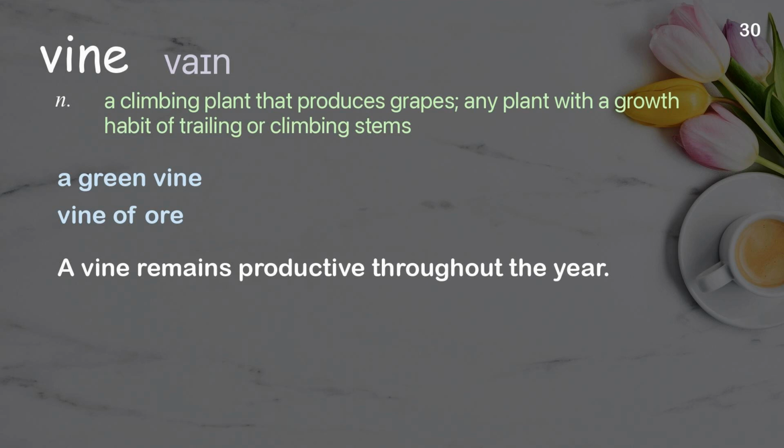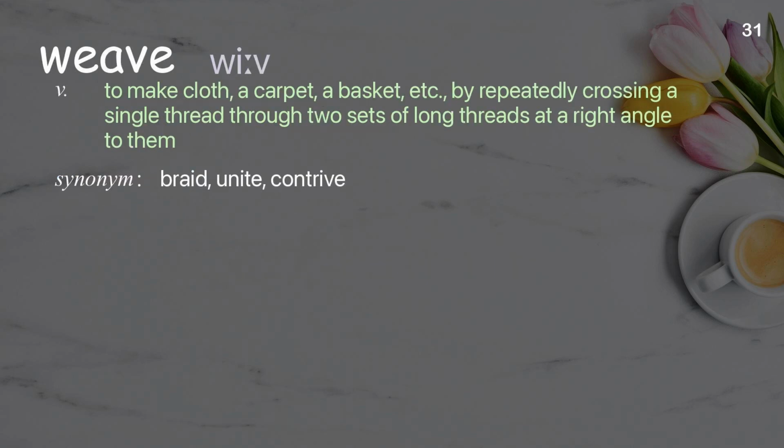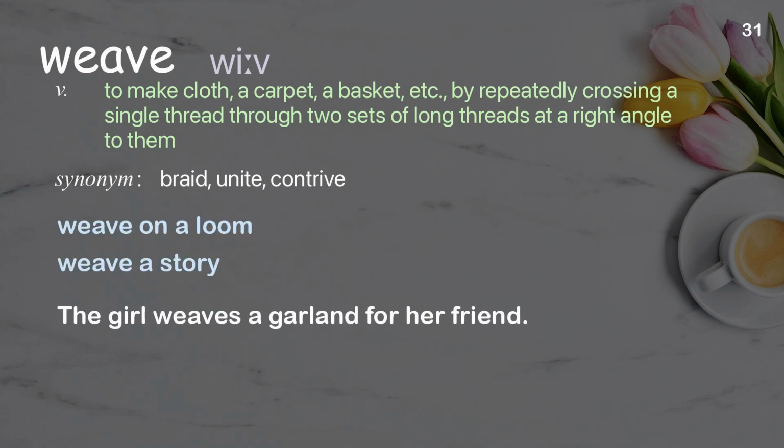Weave. To make cloth, a carpet, a basket, etc., by repeatedly crossing a single thread through two sets of long threads at a right angle to them. Examples: Weave on a loom. Weave a story. The girl weaves a garland for her friend.